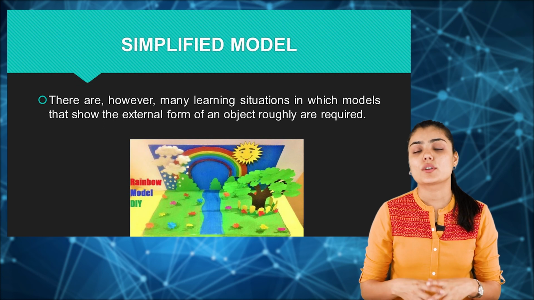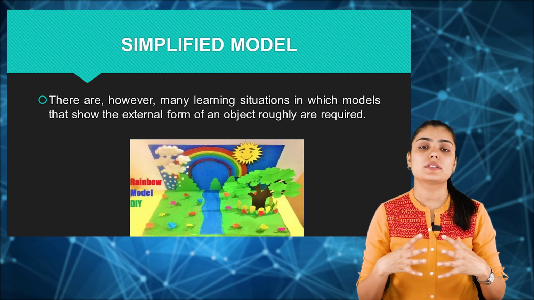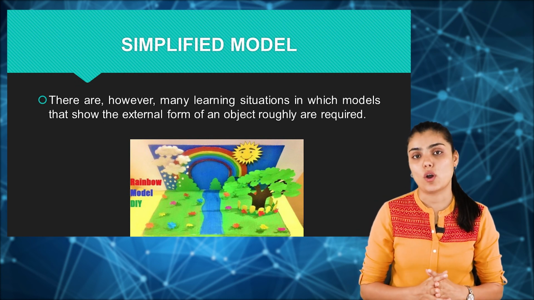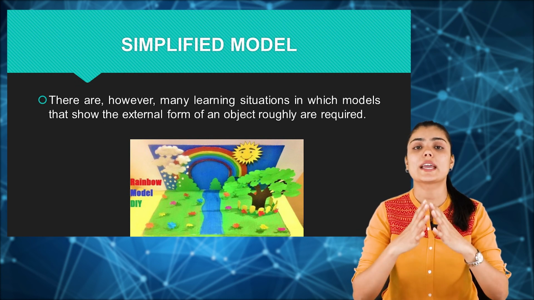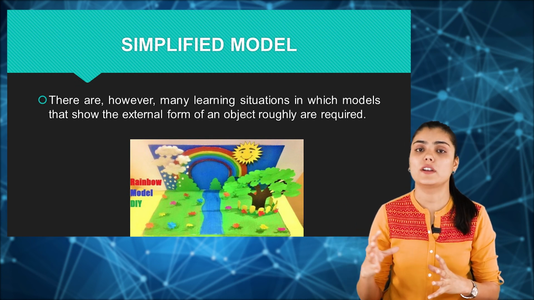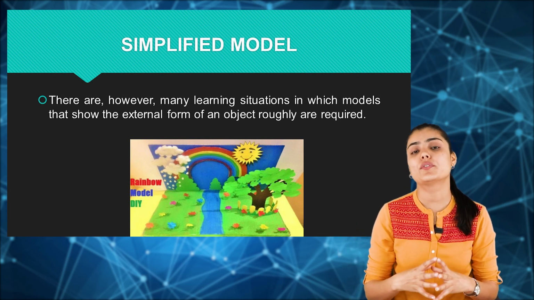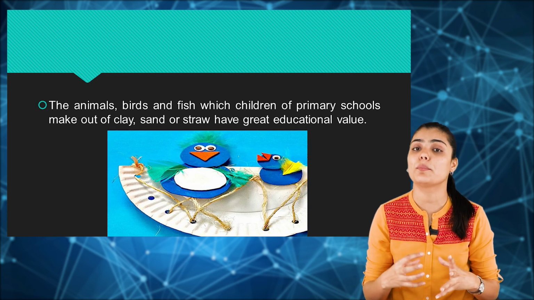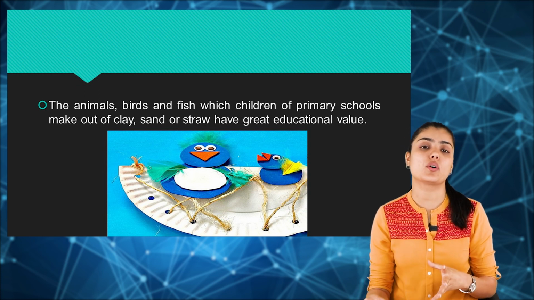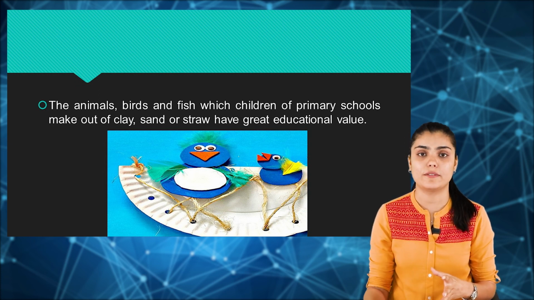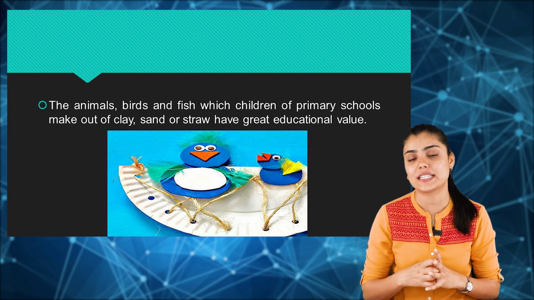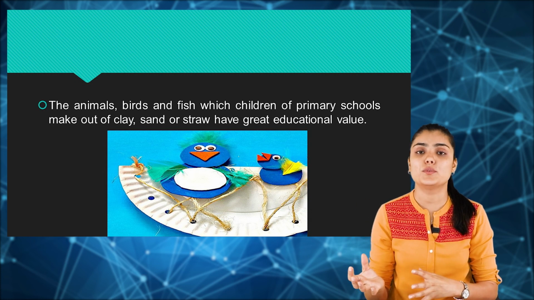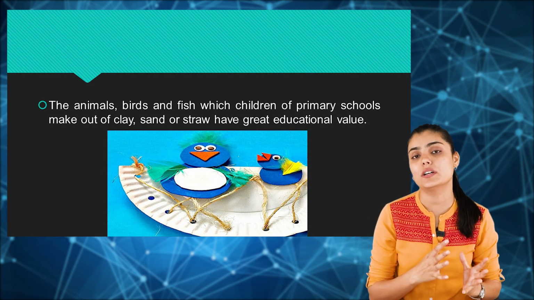And the last type of model are the simplified models. Simplified models have a rough representation of the real object. A simplified model shows the external structure roughly of a real object. Simplified models are used for educating primary children. The animals, the birds, or the fish that children make out of clay, sand, or straws are a few examples of oversimplified models. They are not the exact representation of the real object, but give a representation of the real object, and have the external structure similar to the real object.